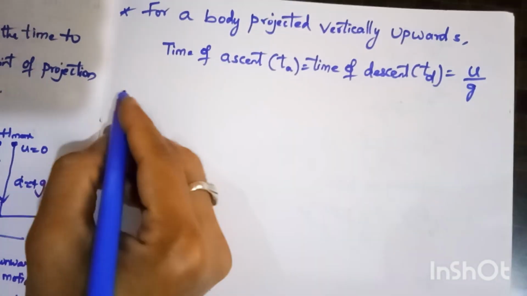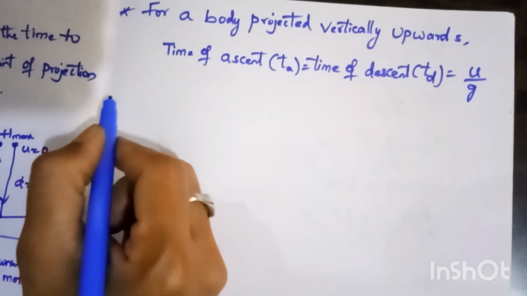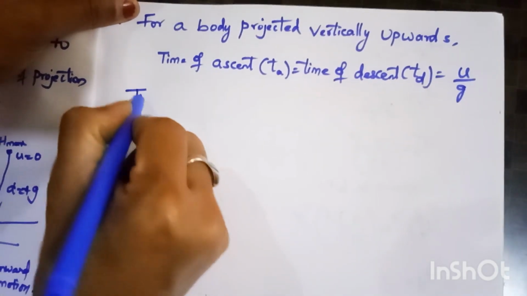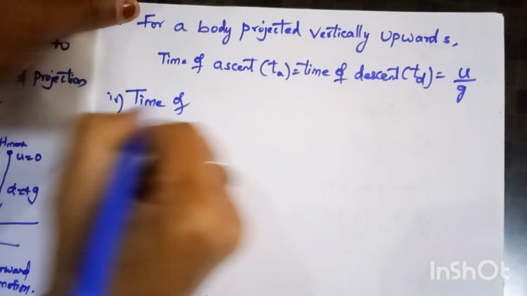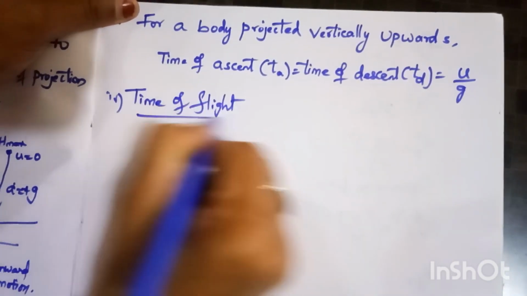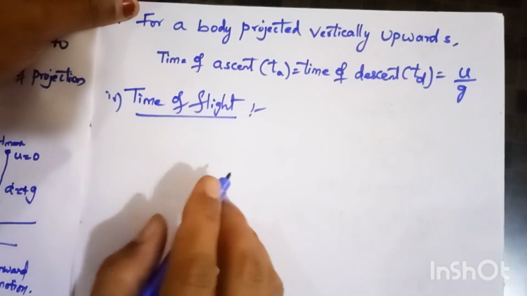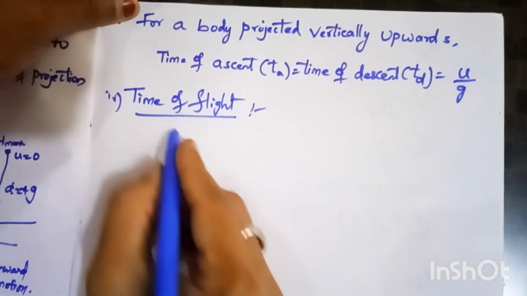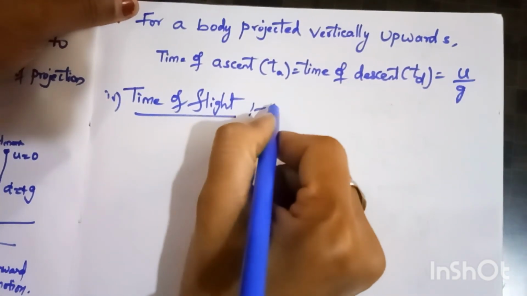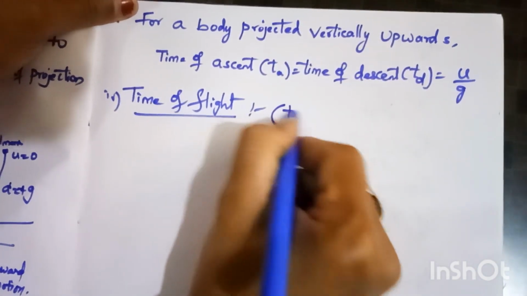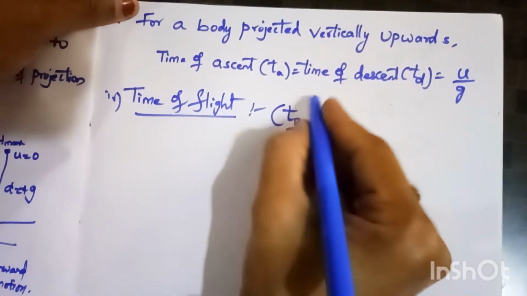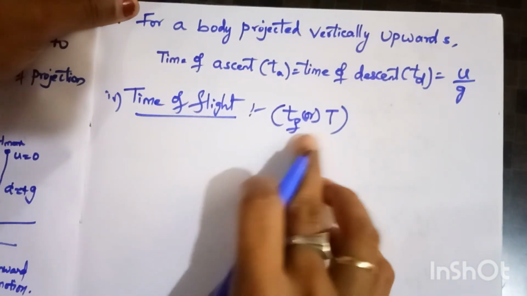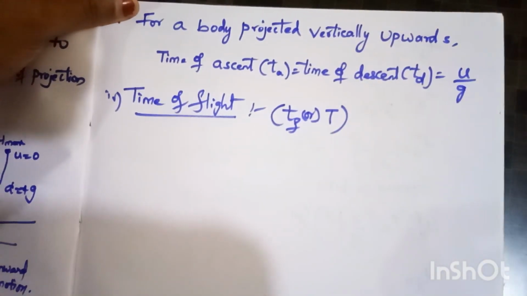Now we are going to discuss another motion parameter based on a vertically projected upward body, that is time of flight. What is time of flight? Time of flight means the sum of time of ascent and time of descent. Time of flight is denoted by Tf, T suffix f, or you can represent it as capital T.